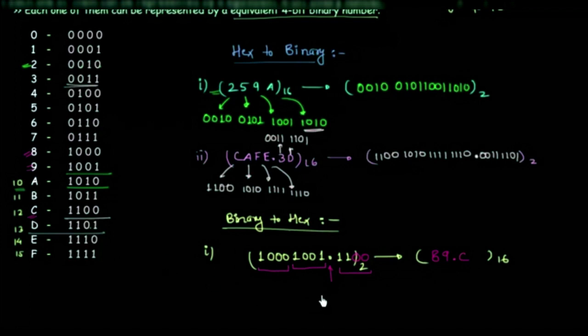Let's make a small change in this binary number. If I have one more 1 here, then let's see how we have to make the group.